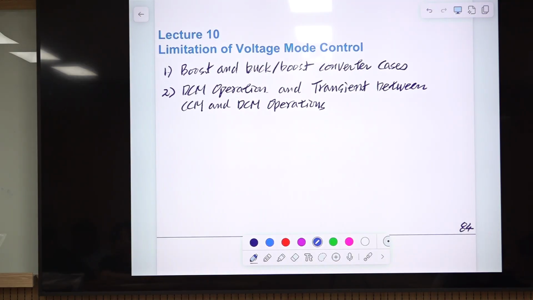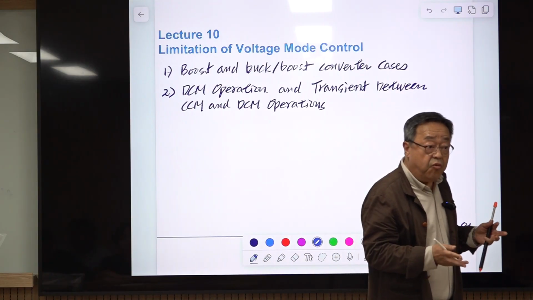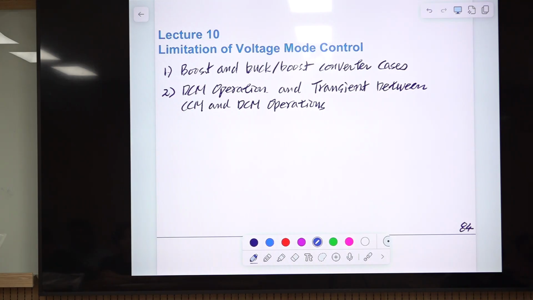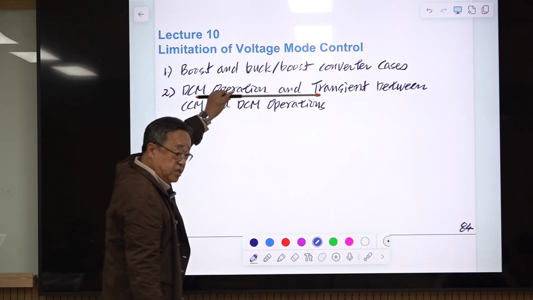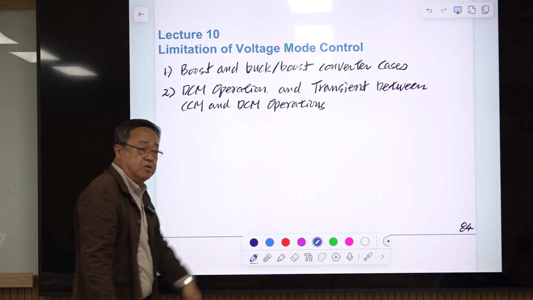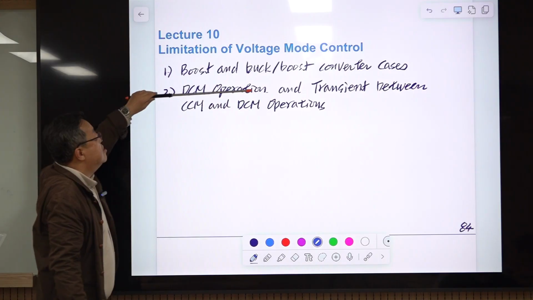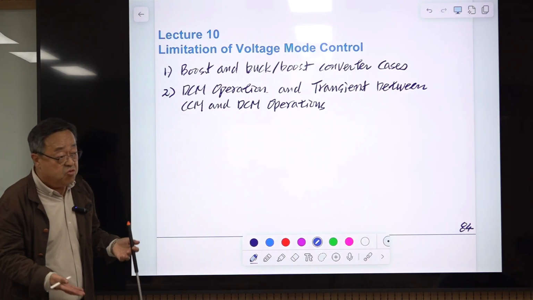Okay, and this is the last lecture, next topic about voltage mode control. Okay, we found out the voltage mode control is very good, almost optimal, and ideally suited for the buck converter. So with voltage mode control, you can control everything about the buck converter. Okay, but there is one problem, maybe two main problems with the voltage mode control. The first one is this. How about the boost and the buck-boost converter cases? You may expect something similar will happen to these two converters. This is not true. You cannot use this voltage mode control for these converters. You can use it, but the performance will be very poor. Okay, very miserable.